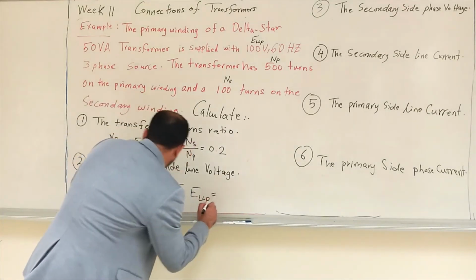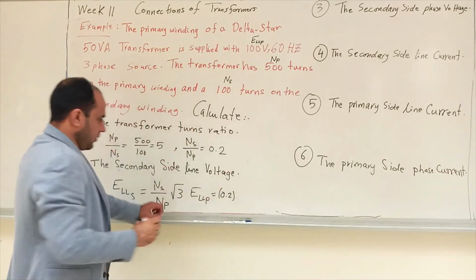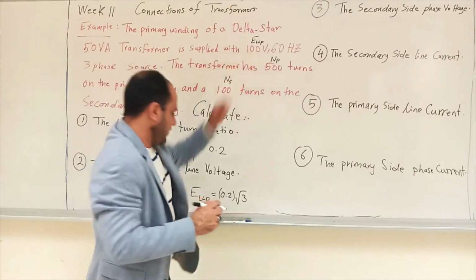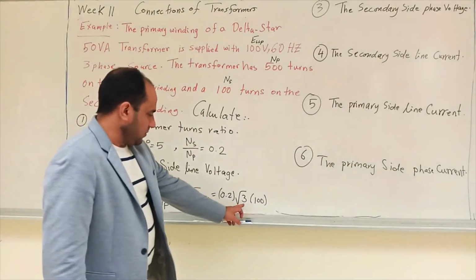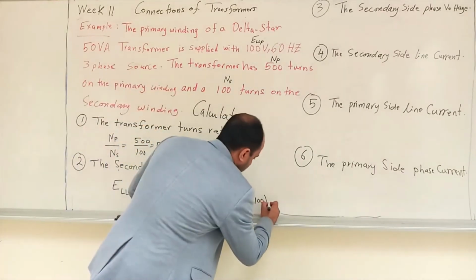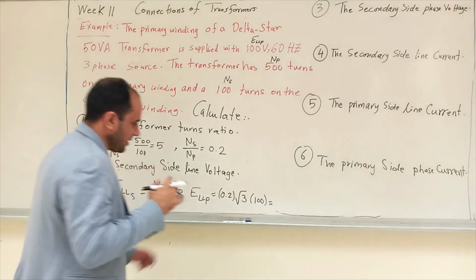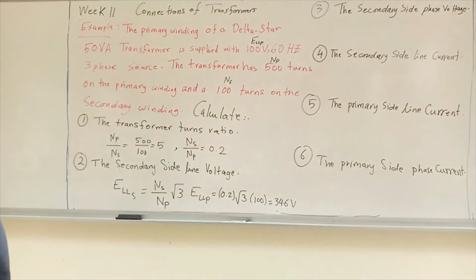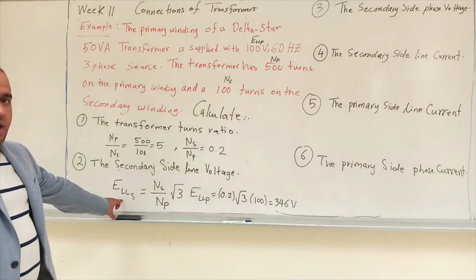So if we put the numbers, N_S over N_P is 0.2 and root of 3 is there. What is line to line primary? It's given in the question, 100 volt. If we multiply, root of 3 is almost 1.73, so this is going to be 173.2, it means 173 over 5. We're talking about 34.6 volt, something like this. Let's do it by calculator and check. It should be around this. 34.6 volt. What is this? Line to line in the secondary side.